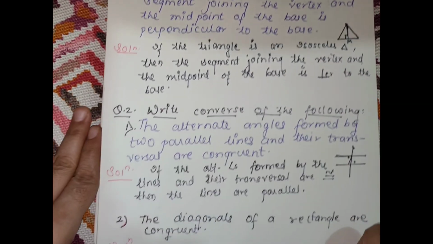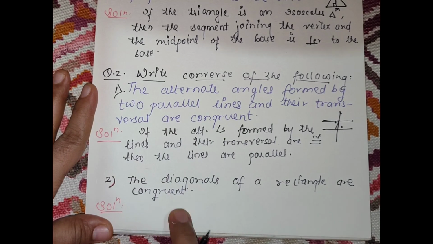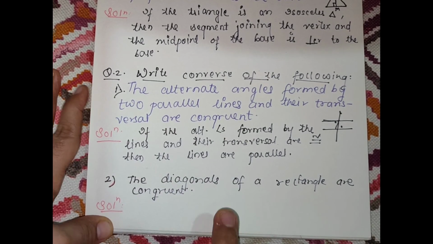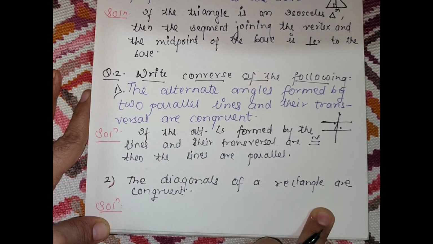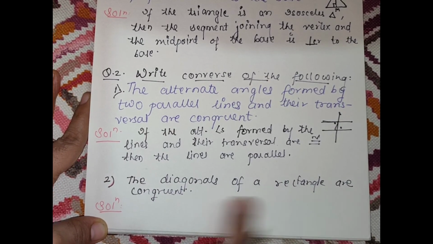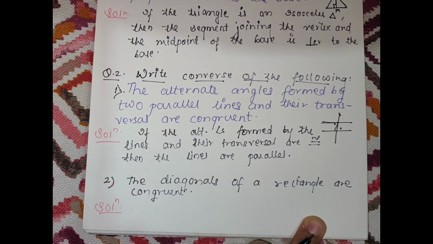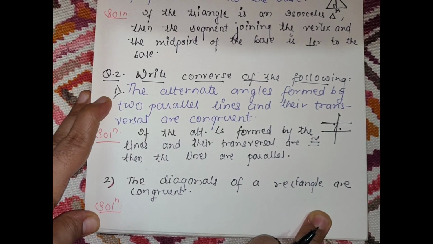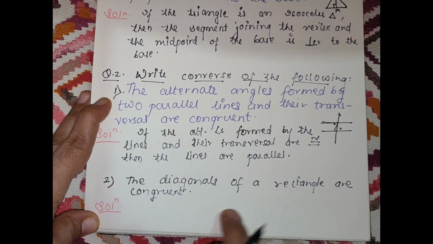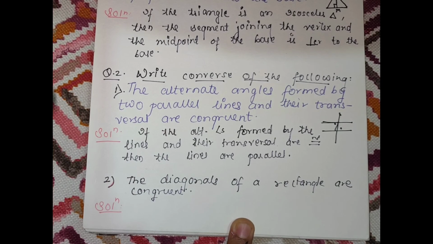Now we will move to the next statement. The diagonals of a rectangle are congruent. Now what will its condition be? If the quadrilateral is a rectangle, then the diagonals are congruent. Now how will you write this as a converse? If the diagonals of a quadrilateral are congruent, then the given quadrilateral is a rectangle. So first think of the conditional statement, and after that make its converse.